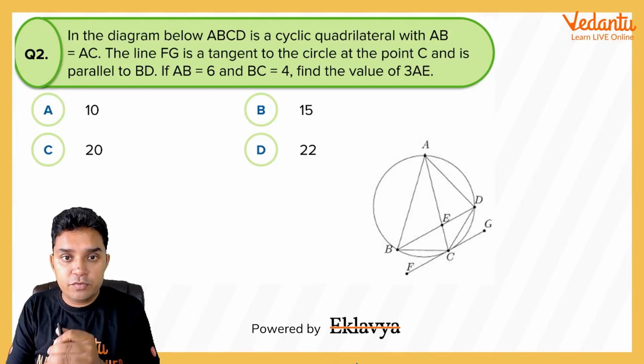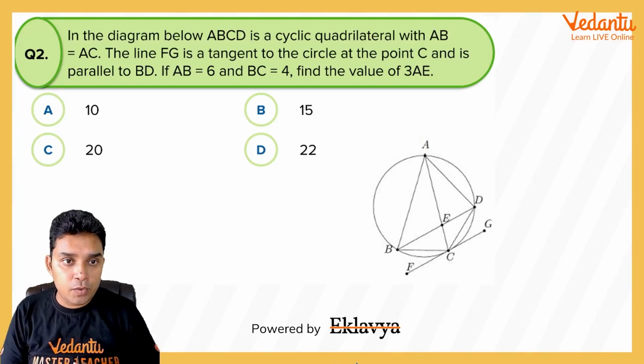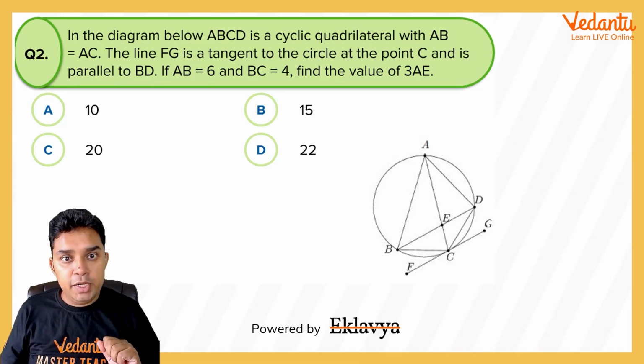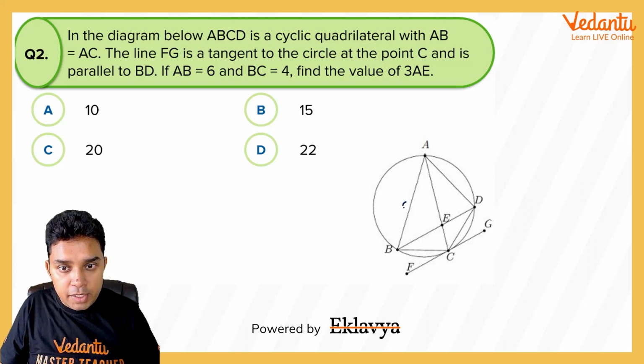So that is one more important thing. Now coming to one very important, very good question based on what we have done just now. This question says: in the diagram below, ABCD is a cyclic quadrilateral with AB equal to AC, and FG is a tangent at point C and is also parallel to BD. We are also given that AB is 6 and BC is 4, and we have to find the value of 3 times AE.